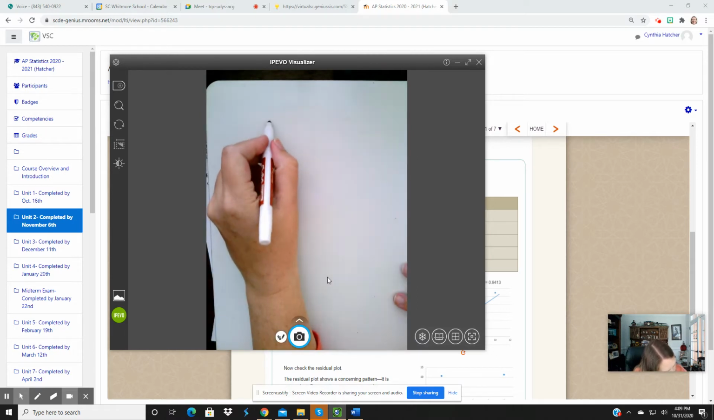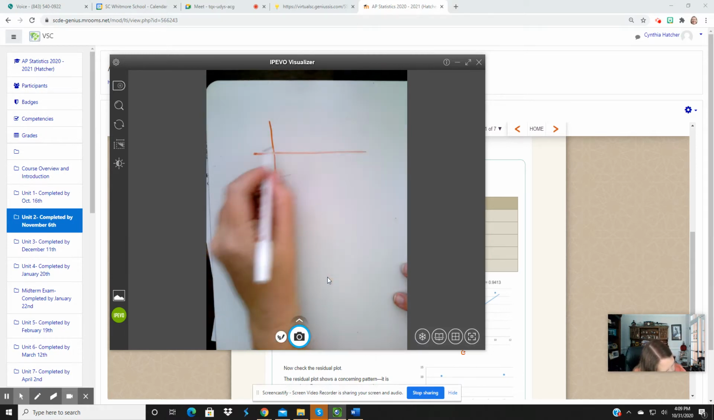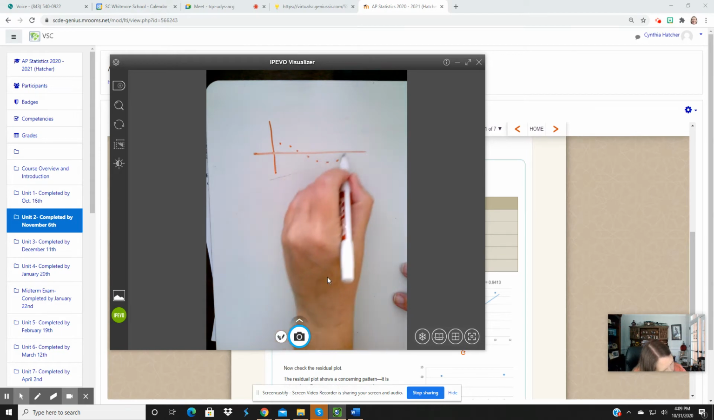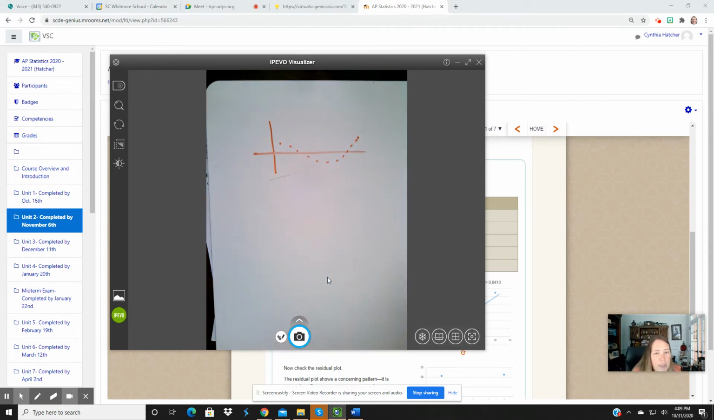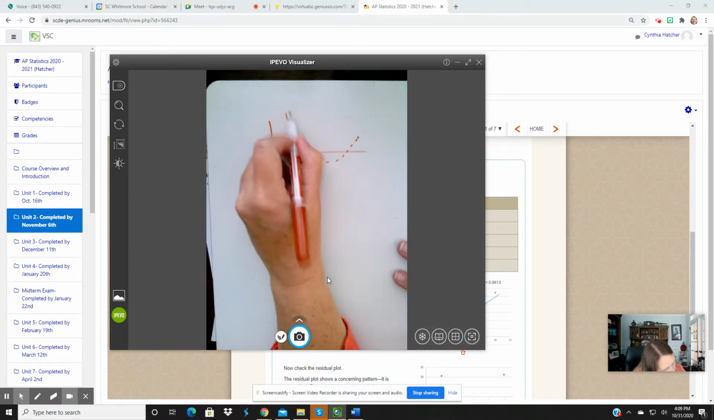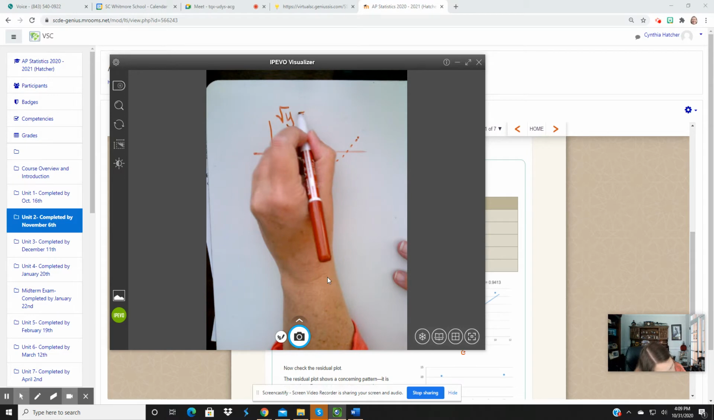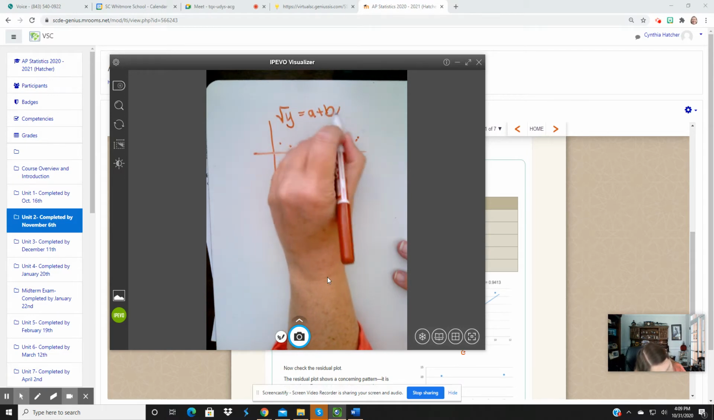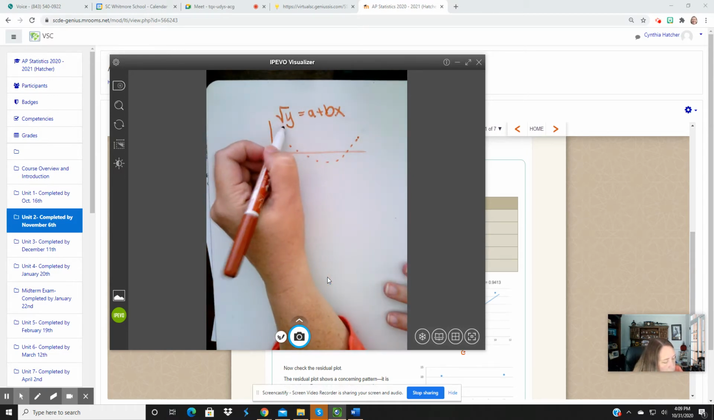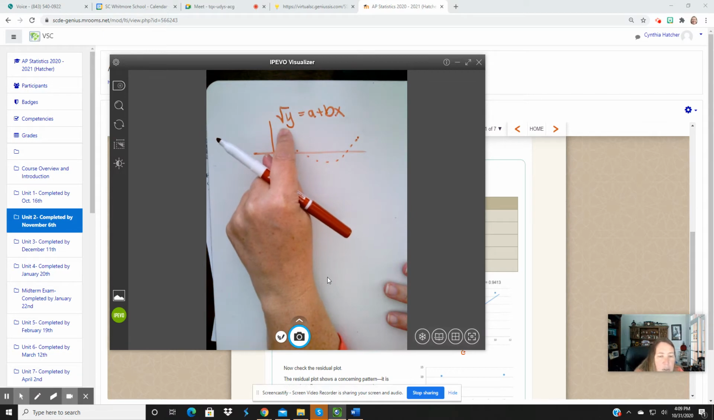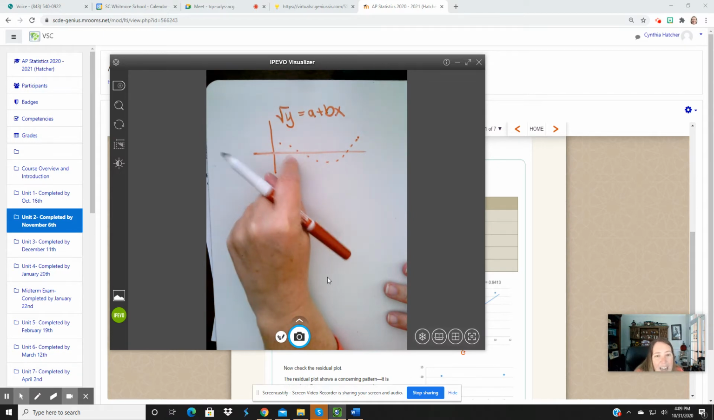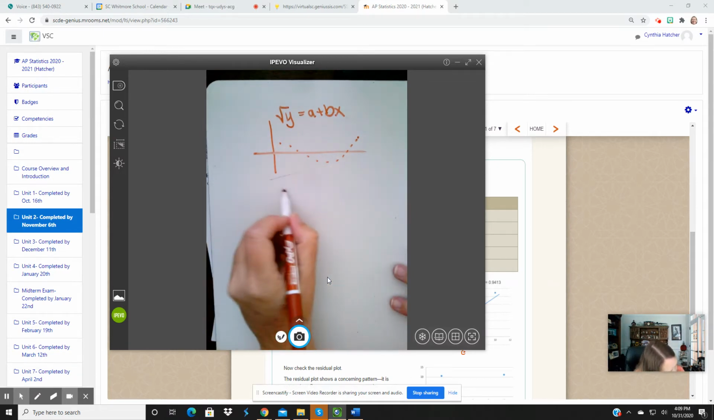So, for instance, you may get a residual plot that shows this, and without even knowing anything about the problem, you're going to say, okay, this model is not a good fit. But maybe the model that's not a good fit is this. They've given you a square root. This is telling you that it wasn't linear to begin with, and it's not very good.